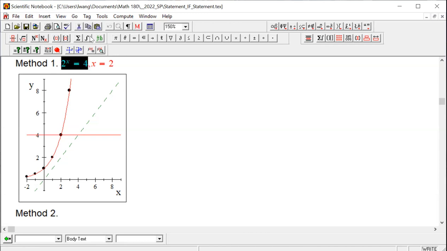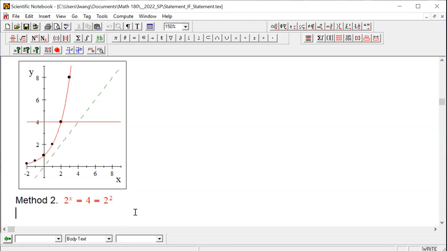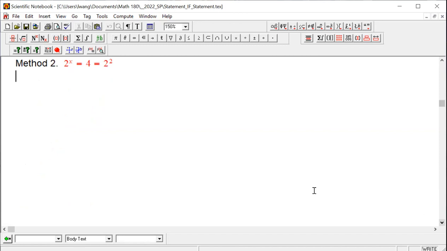The second method, well, 4 equals 2 squared. 4 equals 2 squared. The second method, you probably will go very quickly. 2 to the power x equals 2 squared, therefore x equals 2. Well, this can be done only when the function is monotone, which happens to be true here.